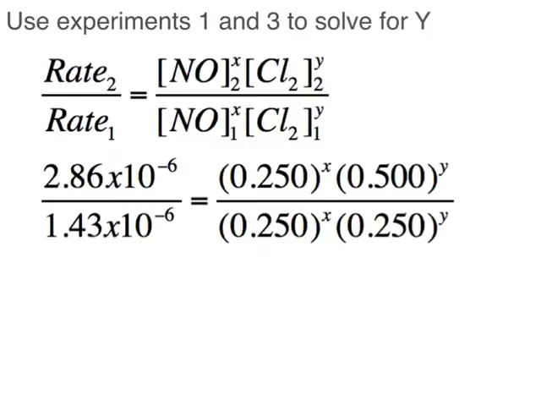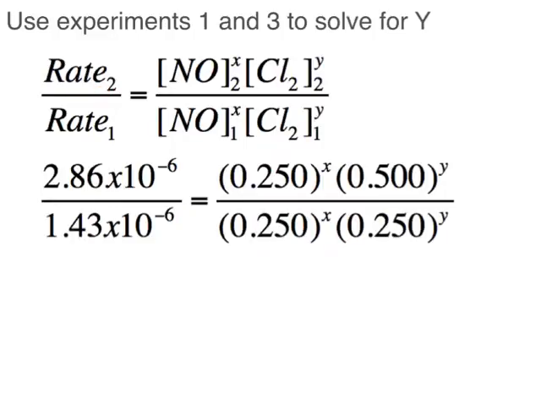Now, how did I know to use those two experiments? Well, in those two experiments, the concentration of Cl2 changes, but the concentration of NO does not. And that's very important. We can solve for y only if we can eliminate the concentration of NO out of our equation altogether, because we don't know what x is. So we can solve for y if we can eliminate the x from our equation. Okay, so let's plug in the values.